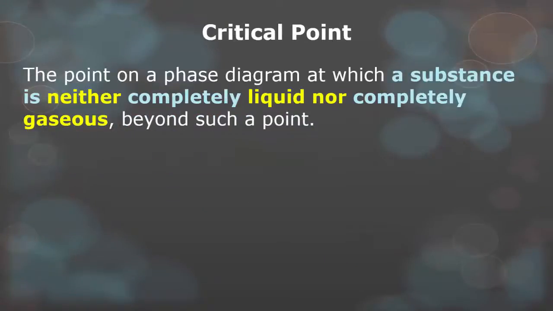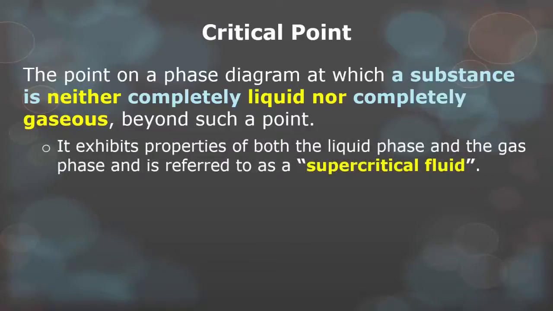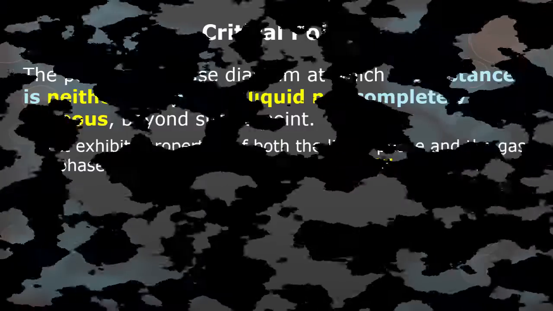The other point that's incredibly important is what we call the critical point, which is a point on the phase diagram at which a substance is neither completely liquid nor completely gas. It exhibits properties of both the liquid phase and the gas phase, which we call a supercritical fluid.